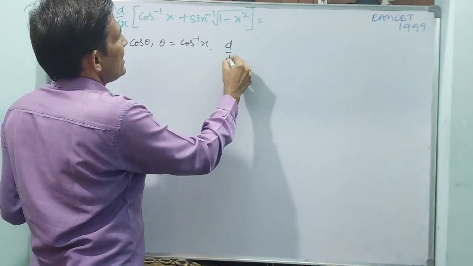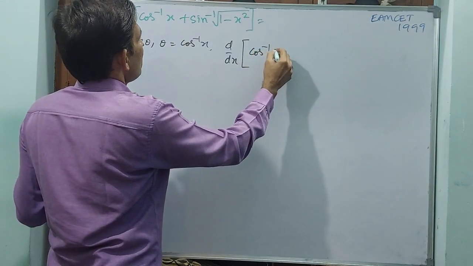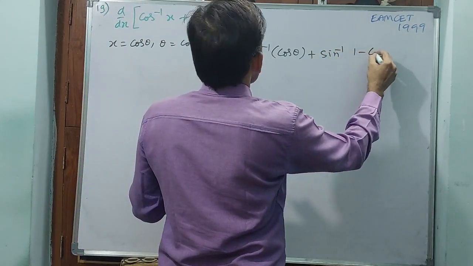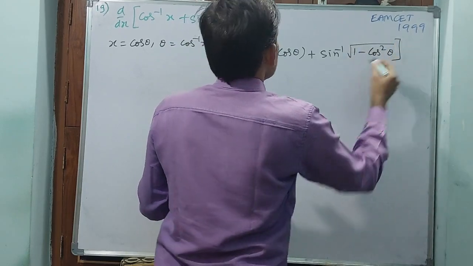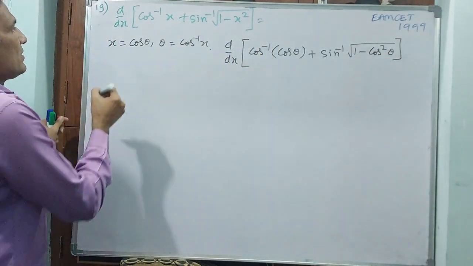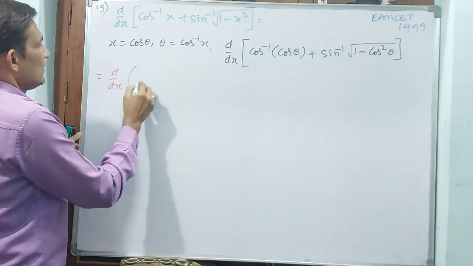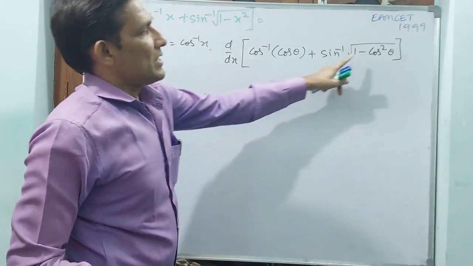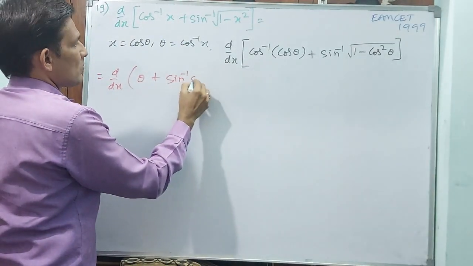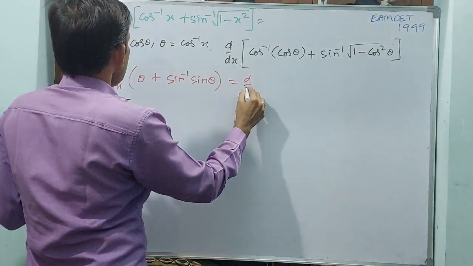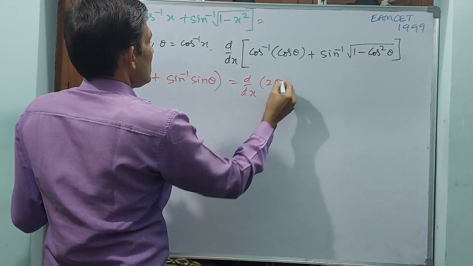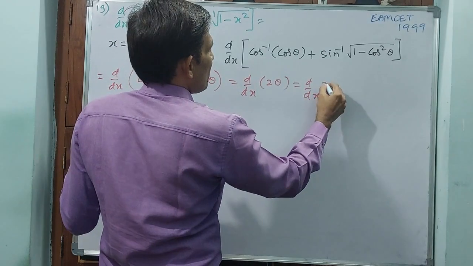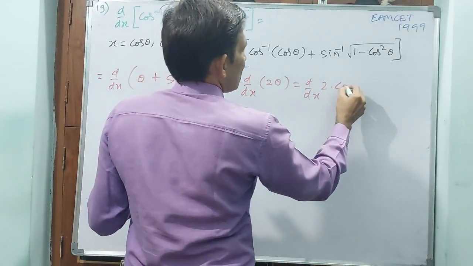Then write down, d by dx of cos inverse of x, which means cos theta, plus sin inverse of under root of 1 minus cos square theta, is equal to d by dx of cos inverse of cos theta. This is directly going to get cancelled out, theta, plus sin inverse of, this I will write in one step, sin inverse of sin theta. That is equal to d by dx of 2 theta. Why? Because sin inverse of sin theta means theta. Theta plus theta, 2 theta. That is equal to d by dx of 2 into theta value, which is cos inverse x.